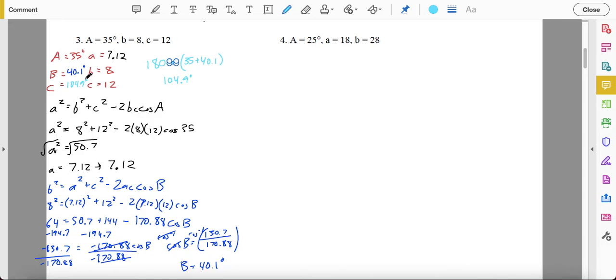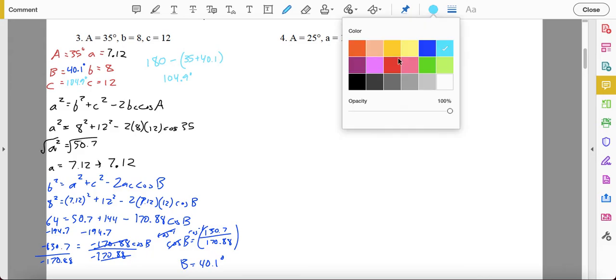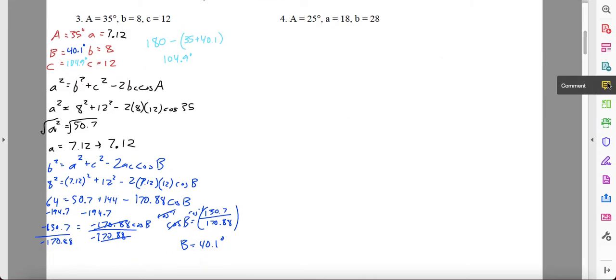104.9 degrees. So those are our solutions for number 3. All right, on to number 4. Okay, so for number 4, let's go with black.